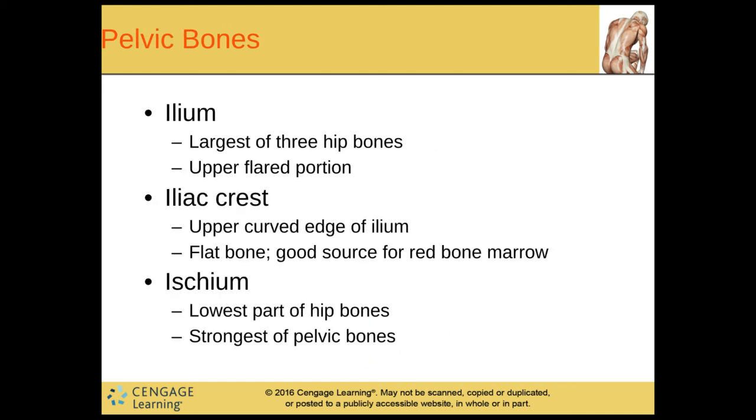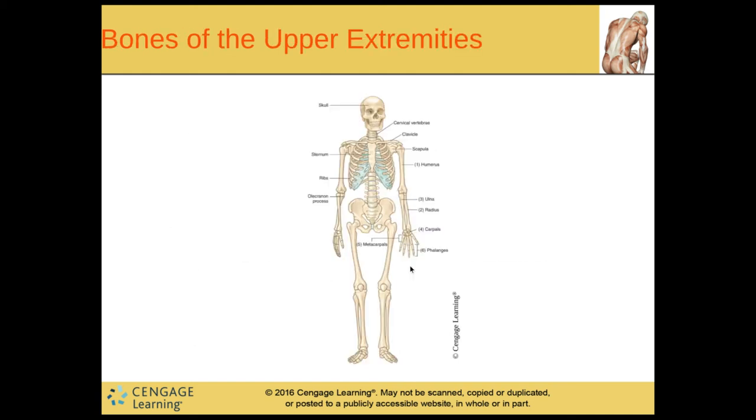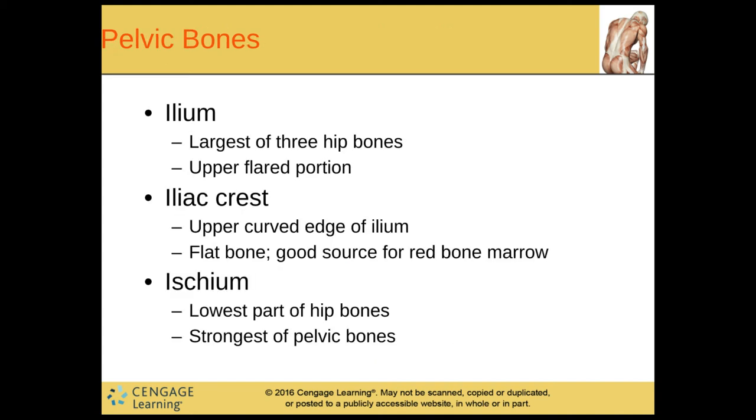And then we have our pelvic bones. So I'm going to go back just a second. These are the pelvic bones that we're going to be talking about right here, okay? So this is your hip bone, right? That's that depression, the iliac crest is what it's called. So the ilium is the largest of the 3 hip bones, and it's the upper flared portion, or your hip bones, for lack of a better term. And then you have your iliac crest, which is the upper curved edge of the ilium.